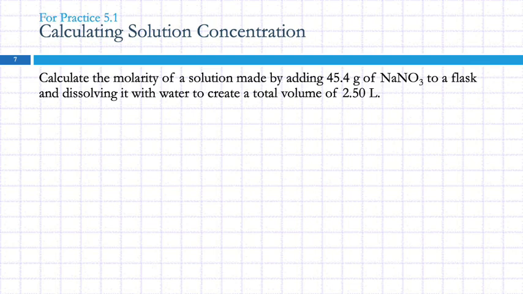Calculate the molarity of a solution made by adding 45.4 grams of sodium nitrate to a flask and dissolving it with water to create a total volume of 2.50 liters. So the first step is always to read through the problem, and then we want to identify the information that's given. So that's usually things with numbers. 45.4 grams of sodium nitrate and 2.50 liters. That's the information we're given.